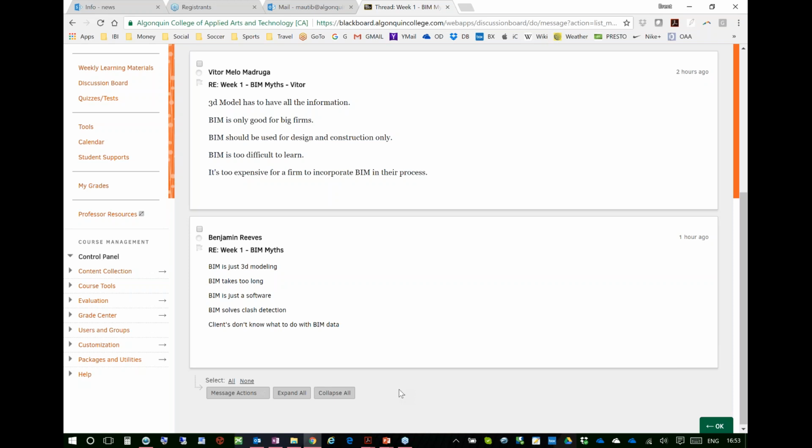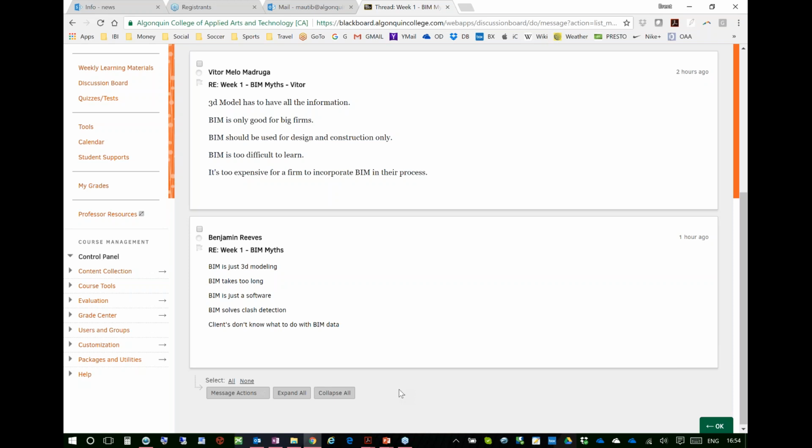As for clash detection, as you said, it doesn't solve it for you. It shows you where it might occur, but there has to be a design change. Now, clients don't know what to do with BIM data. Did you talk about that at all? I alluded, but tell me your perspective. That's what I want to hear. Why you put that? Because it's good.